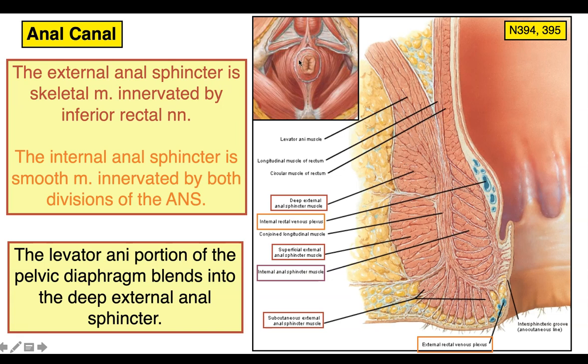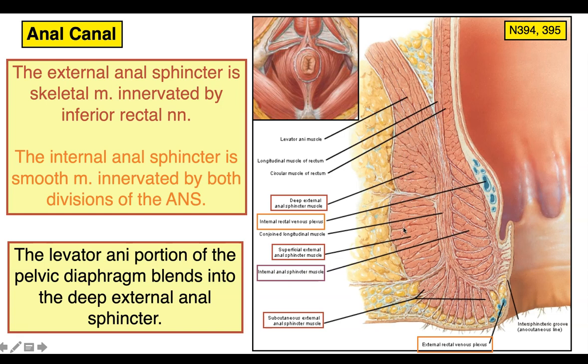External anal sphincter muscle, underneath the skin, has a subcutaneous part, a superficial part, and also a deep part. Subcutaneous part is underneath the skin, then superficial, then the deep part of the external anal sphincter muscle. External anal sphincter muscle is continuous with the levator ani muscle, which forms the medial wall of the ischioanal fossa. Ischioanal fossa lies in this space on each side of the anal canal, in between the anal canal and the ischial tuberosities.